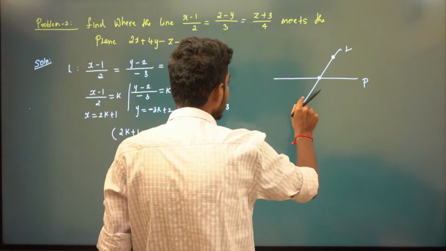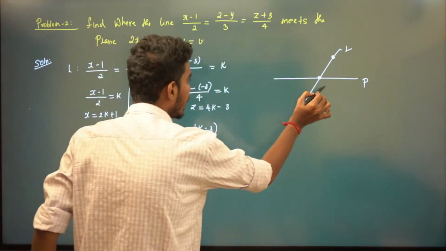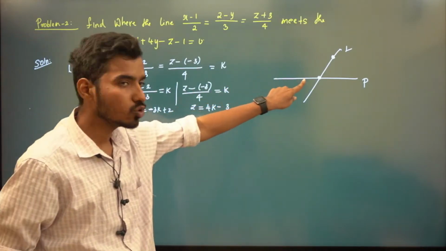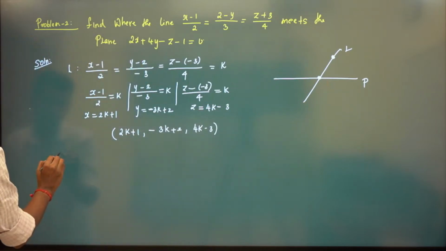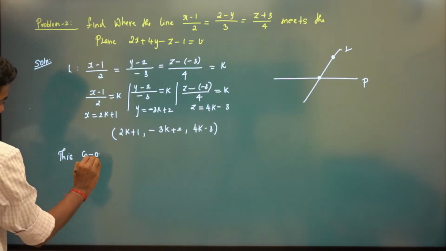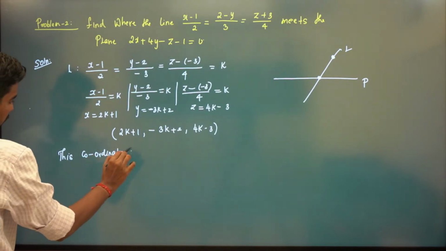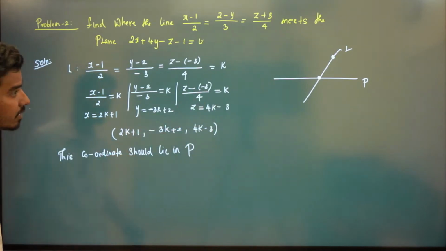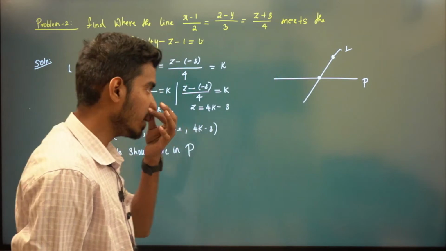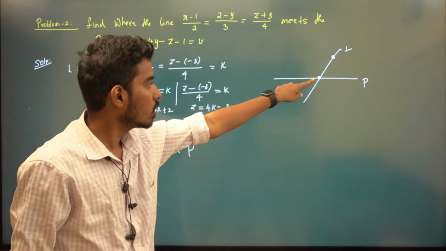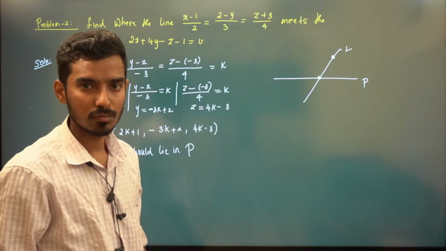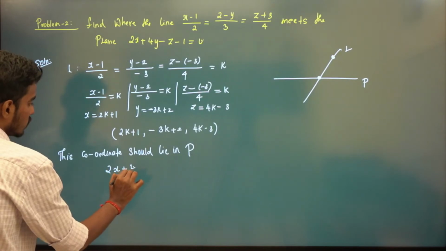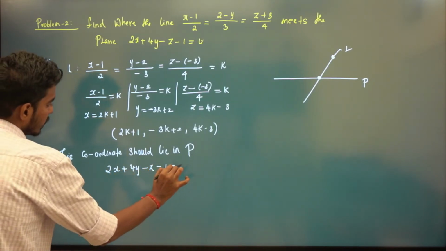Now, for the point of intersection, this coordinate has to lie in this plane, yes or no? P is the plane, L is the line. Because then only we can find the point of intersection. So that coordinate has to satisfy P. What is the plane P? It is 2x plus 4y minus z minus 1 is equal to 0.